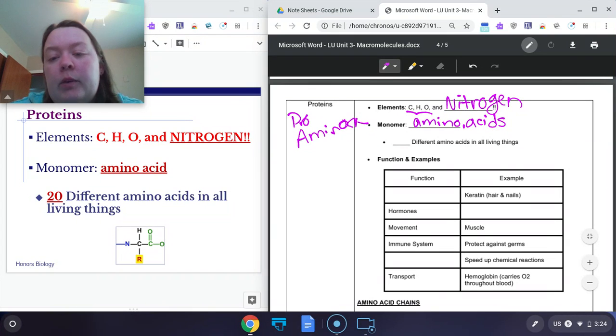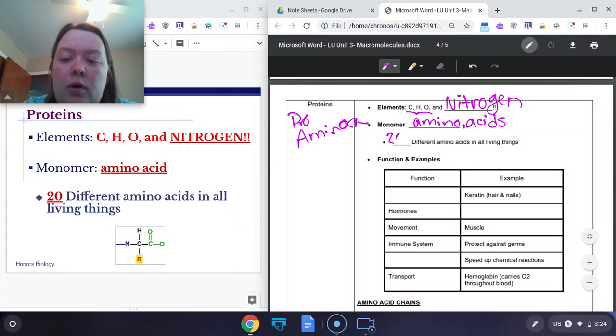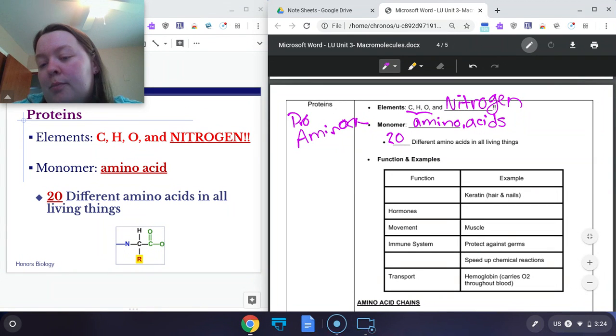In all living things, there are 20 different types of amino acids. Proteins are going to be long chains of amino acids, and each protein has a different number of amino acids and all put together in different orders. So therefore, proteins can do many different things and have many different structures.